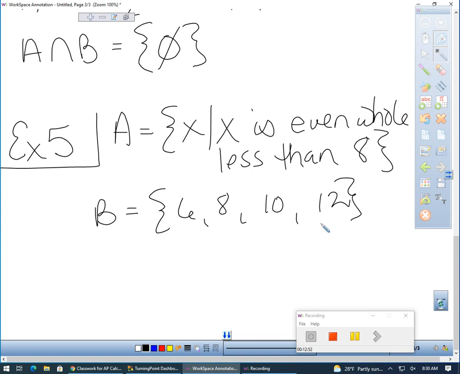So in your homework, I highly suggest that if you get a set that looks like this where it says X, and this is just notation, it's saying for X, X is even whole numbers less than 8. So I would list those actually out. Whole numbers that are even and less than 8 are the numbers 2, 4, 6. If it's less than 8, am I going to include 8?